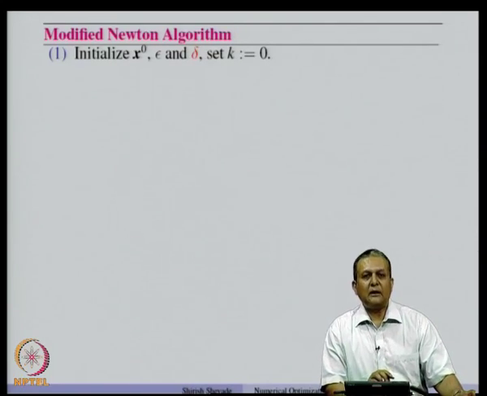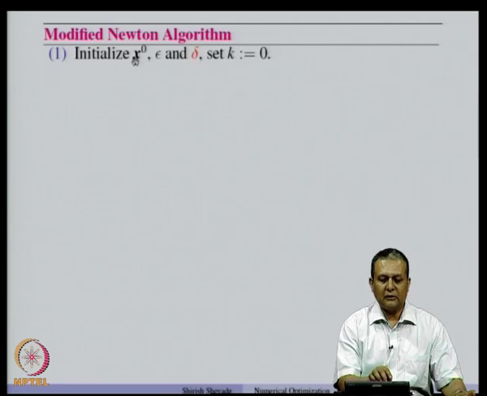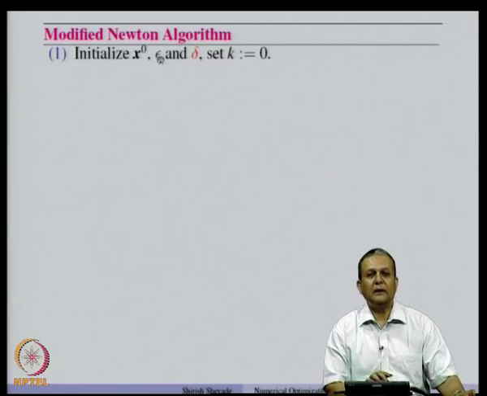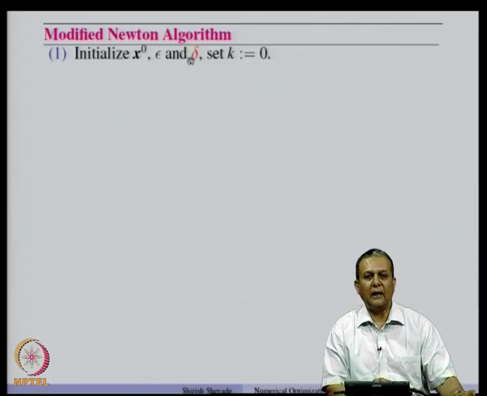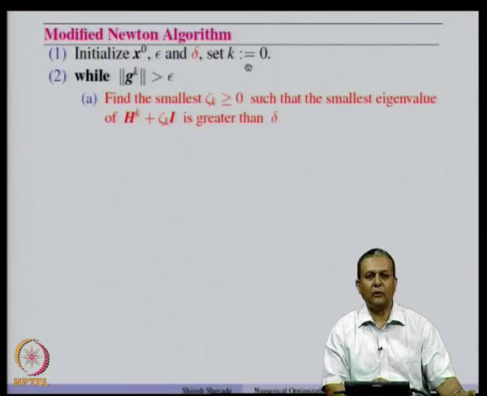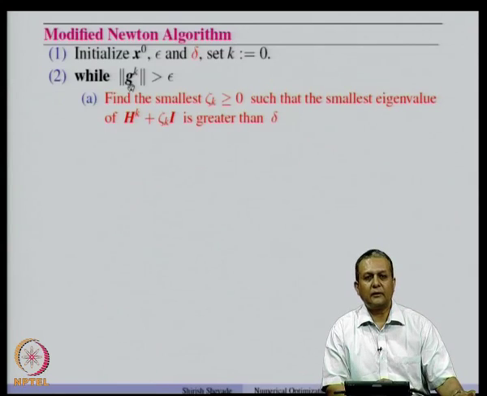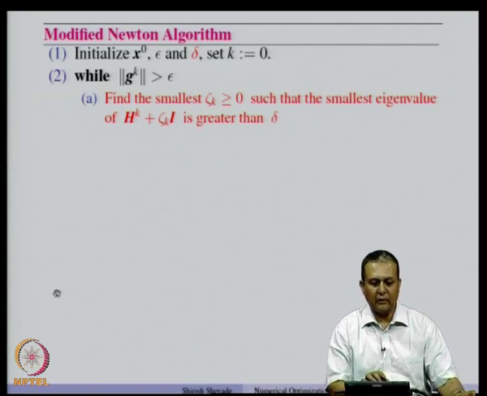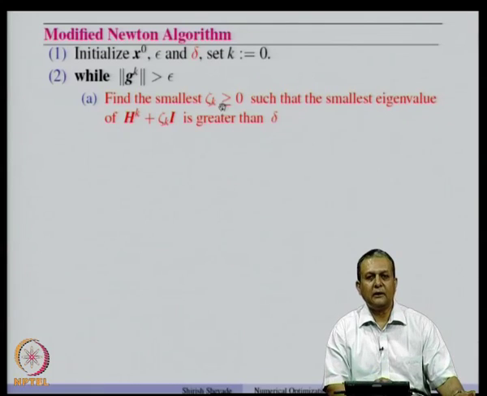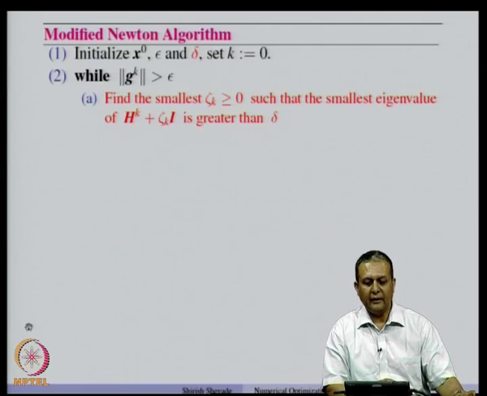So, as I mentioned, apart from the initialization of x naught and epsilon, what we need is a parameter delta, and that parameter delta is typically given by the domain expert, or it requires domain knowledge to set that parameter. The iteration counter is set to 0. So, while the norm of the gradient at the current point x k is greater than epsilon, we find the smallest zeta k such that the smallest eigenvalue of H k plus zeta k I is greater than delta.